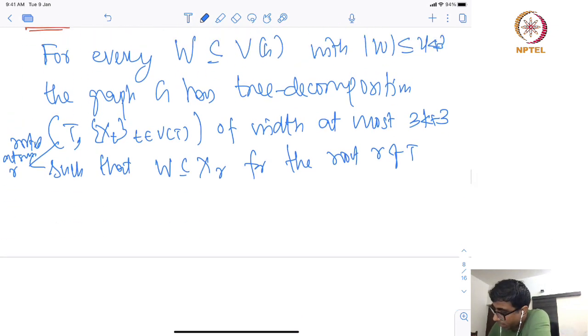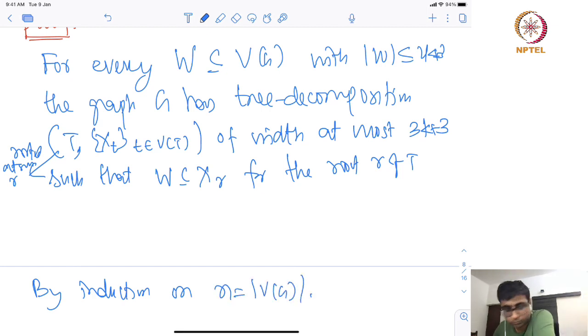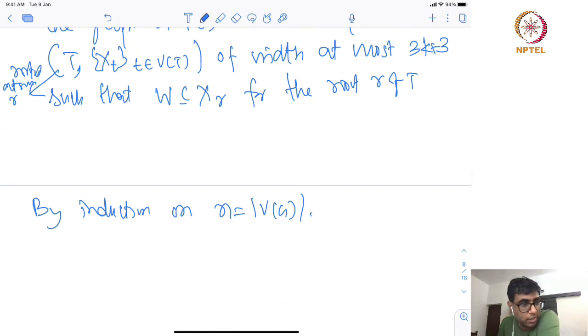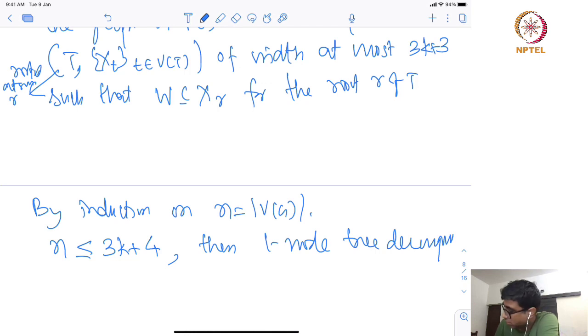So, the proof is by induction on the number of vertices of my graph. What is my base case? I am going to ask if the number of vertices is less than 3k plus 4. If n is at most 3k plus 3, then we will return a one node tree decomposition of G, that is it.